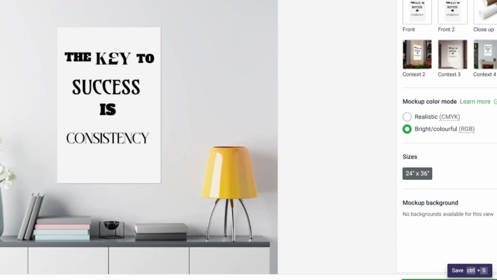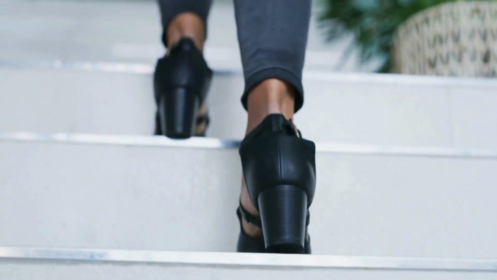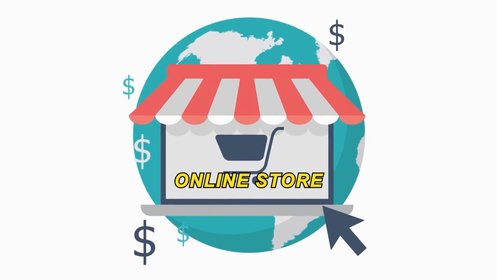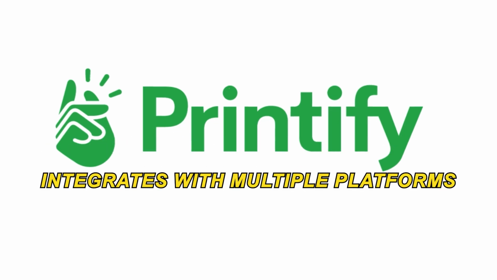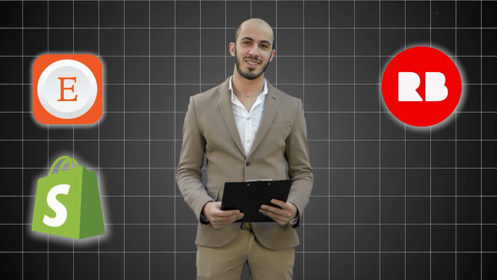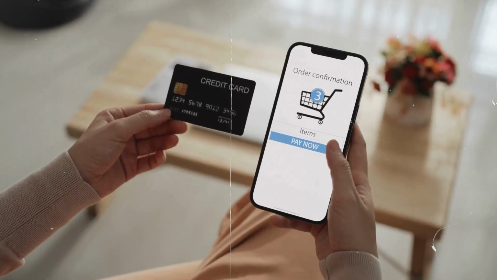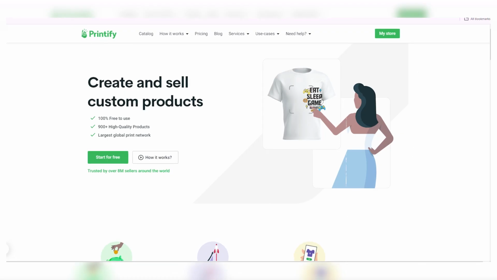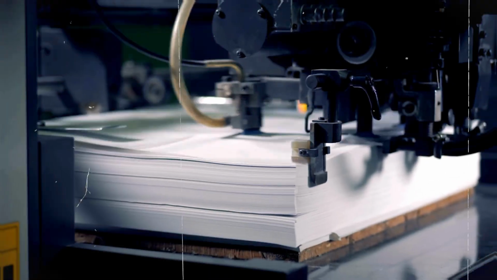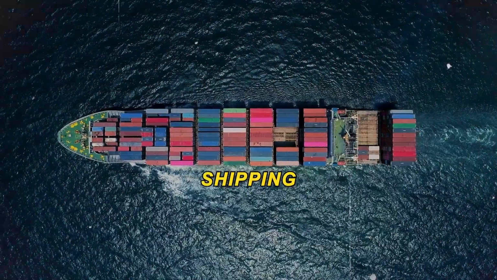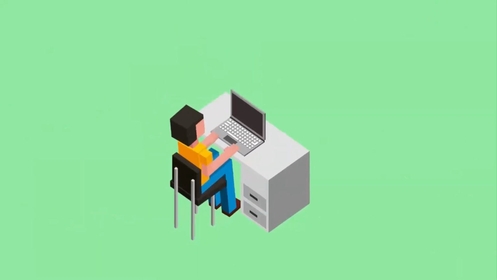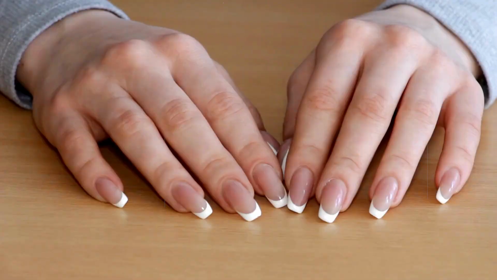Now that we've got our product ready to go, the next step is to set up an online store to sell it. Printify integrates with multiple platforms, including Etsy, Redbubble, Shopify, and even eBay. This means that once a customer makes a purchase, Printify handles the rest: printing, packing, and shipping. It's a seamless process that allows you to earn passive income without lifting a finger.